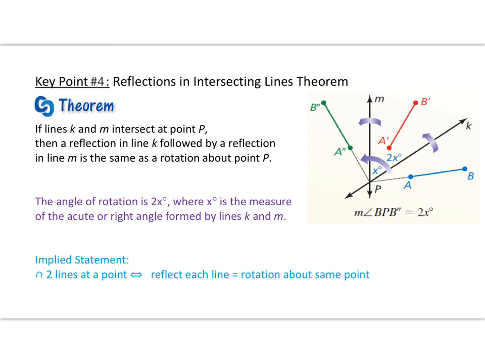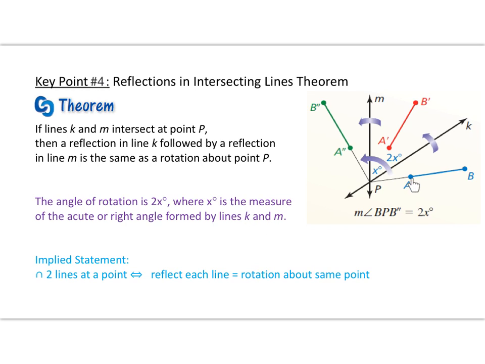All right, let's consider our next key point, reflections in the intersecting lines theorem. So if lines K and M intersect at point P, then a reflection in line K followed by a reflection in line M is the same as a rotation about point P. So we can also say that the angle of rotation is 2 times x, where x is the measure of the acute or right angle formed by lines K and M. Let's take a look at our illustration here.